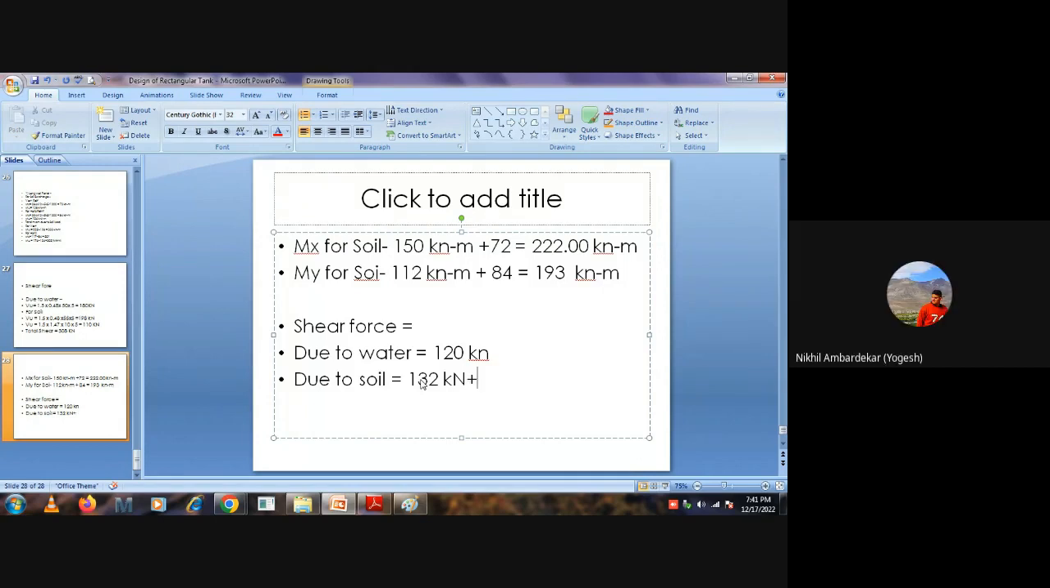We need to add shear force. Sir, due to the surcharge. Okay, for water it is fine. So there is no surcharge, so we are done with the water. But when it comes to the soil, we have to consider surcharge. We don't need to just stop here. We need to consider surcharge.